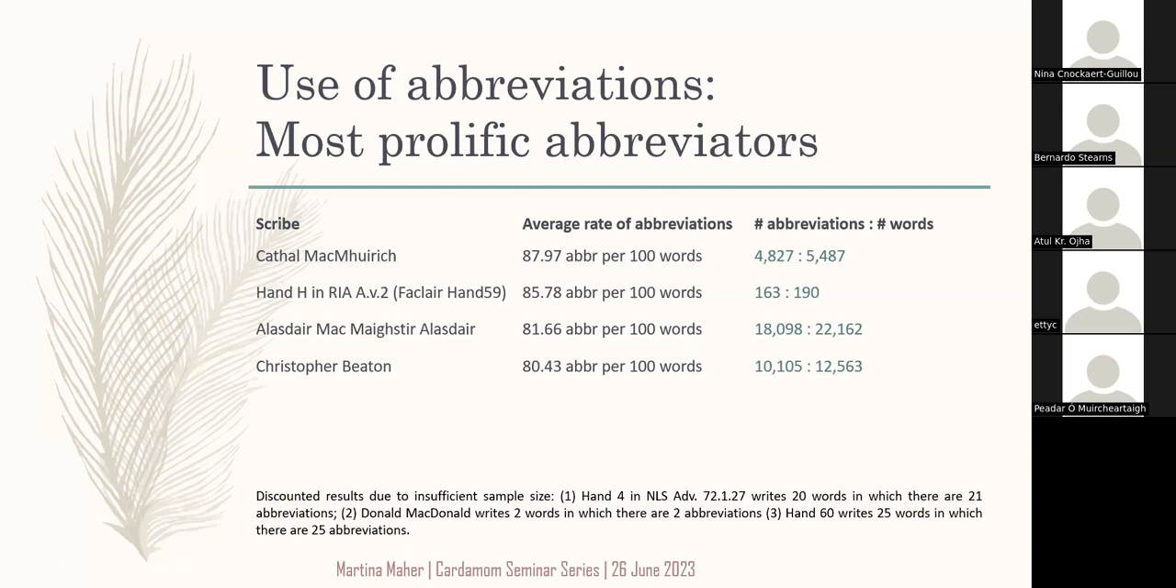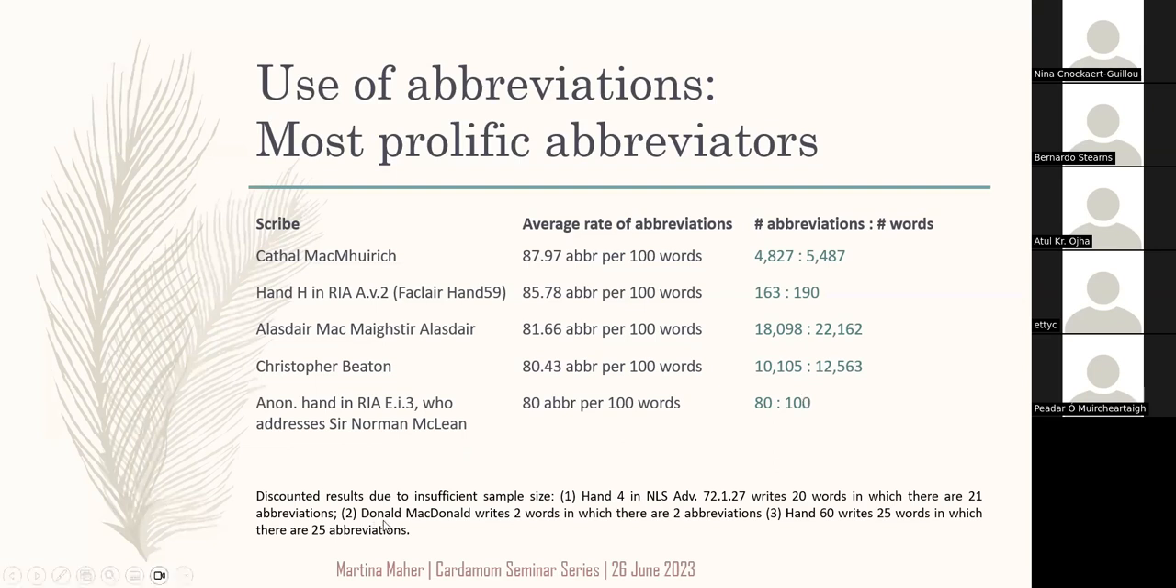But then other scribes who have long transcriptions, but not a huge amount, are up there as well, such as Christopher Beaton, who penned much of the material in the Black Book of Clanranald. And then there's an anonymous hand who writes 80 abbreviations per 100 words in his total contribution to the corpus. So that's a very neat statistic.